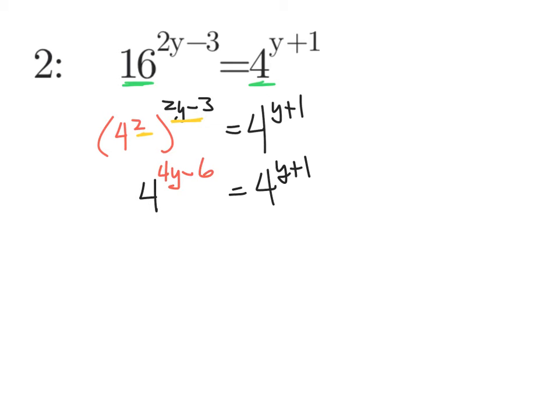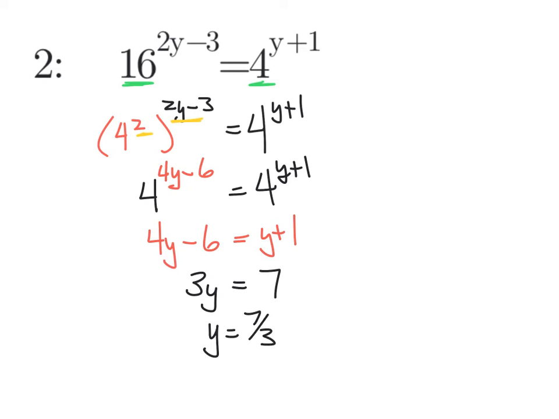Now we have a situation where one exponent is equal to the other exponent. These two exponents had the same base, so they also have to have the same power. And so we rewrite an equation using those two powers. 4y minus 6 is equal to y plus 1. From here, just solve like normal. Subtract y from both sides. Add 6 to both sides. And we'll get y is equal to 7/3.